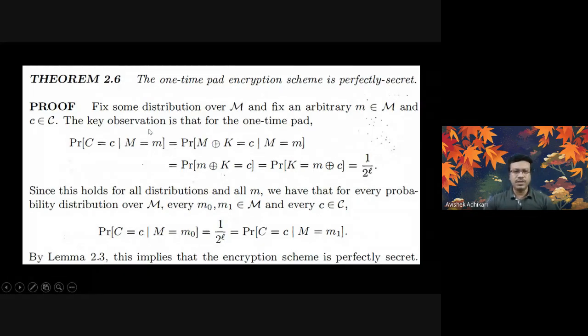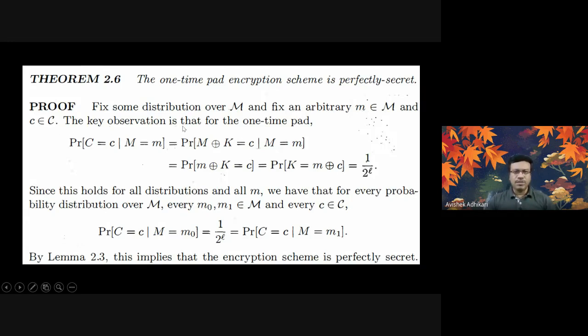What it says: fix some distribution over M, because you don't have any control over the message space. You have control only over the key space, because the key will be uniformly distributed, but you can never have control over the message space. Suppose in the English language, you know that E is the most frequently occurring alphabet. And fix an arbitrary M. Choose any arbitrary M and C from the ciphertext space.